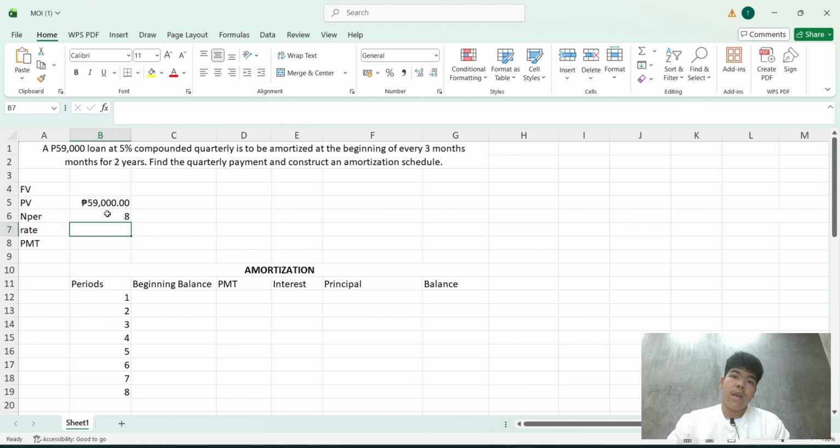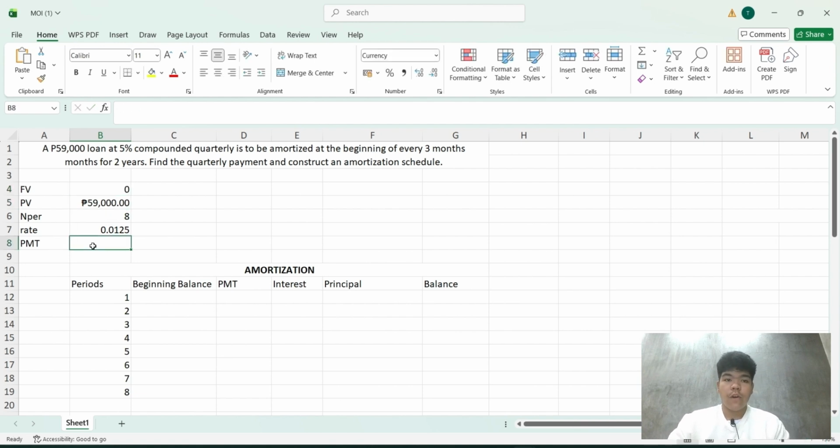And if you remember, the formula for getting i is j over m, which means 0.05 divided by 4, which is our m. Now, if we input that in your calculator, you will get 0.0125. You input that in here in our corresponding cell. You type in 0.0125. As you notice in this problem, there is no future value given. So here in our corresponding cell for future value, we just input 0 because it is not present.